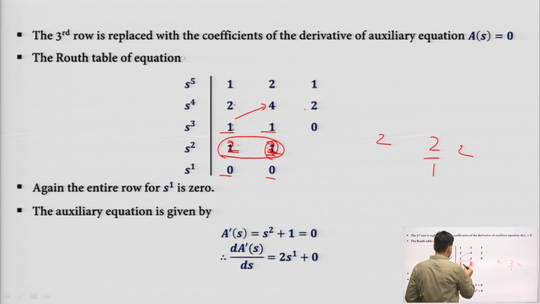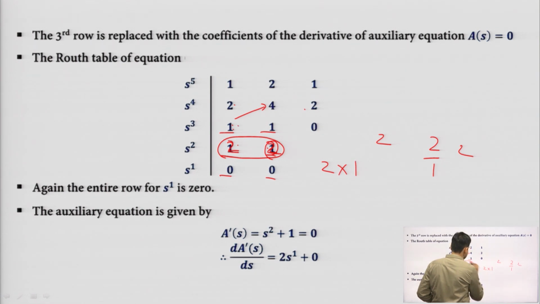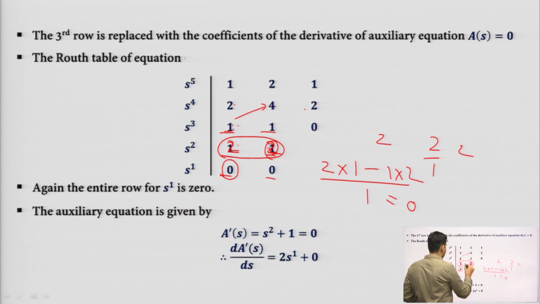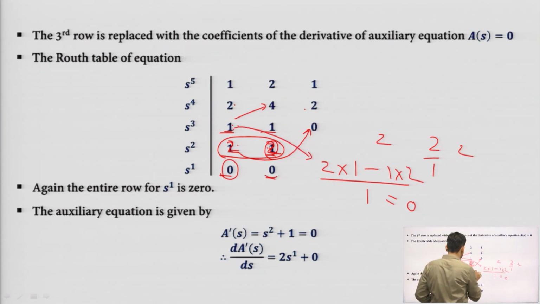So, this gives me 0 again. You can say 2 multiplied by 1 minus 1 multiplied by 2, divided by 1; this term again comes 0. So, I am writing 0 here. Now, again if I look, this 2 is multiplied by 0 here and this 1 is multiplied by 0. So, again the numerator part is 0. So, I will get 0 again.